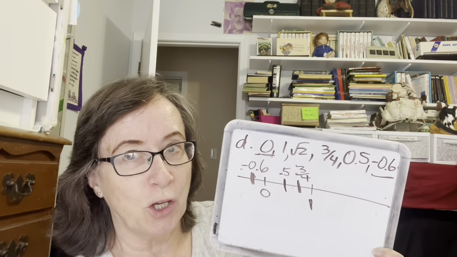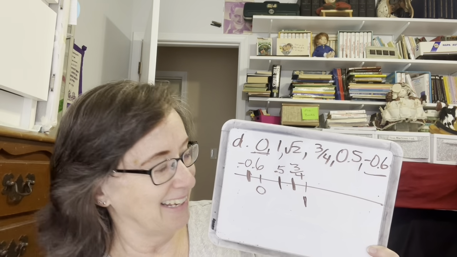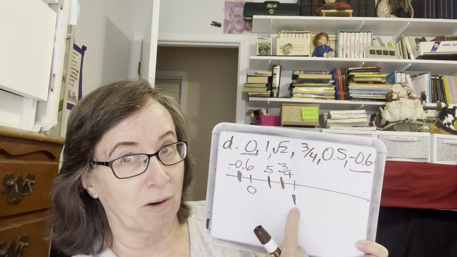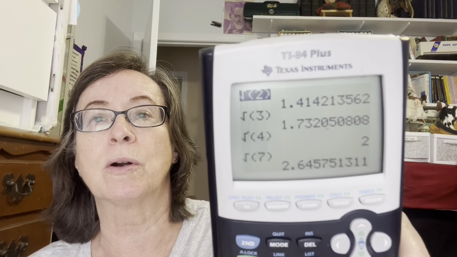Square root of 2. Okay, remember square root of 1 is 1. So we're after 1, aren't we? Square root of 1 is 1. And the square root of 2, remember when we looked on my calculator, was about 1.4 something. So let's see if I can get the square root of 2 back again. I'm going to go up. There we go. That one right on the top, 1.414 is the square root of 2.